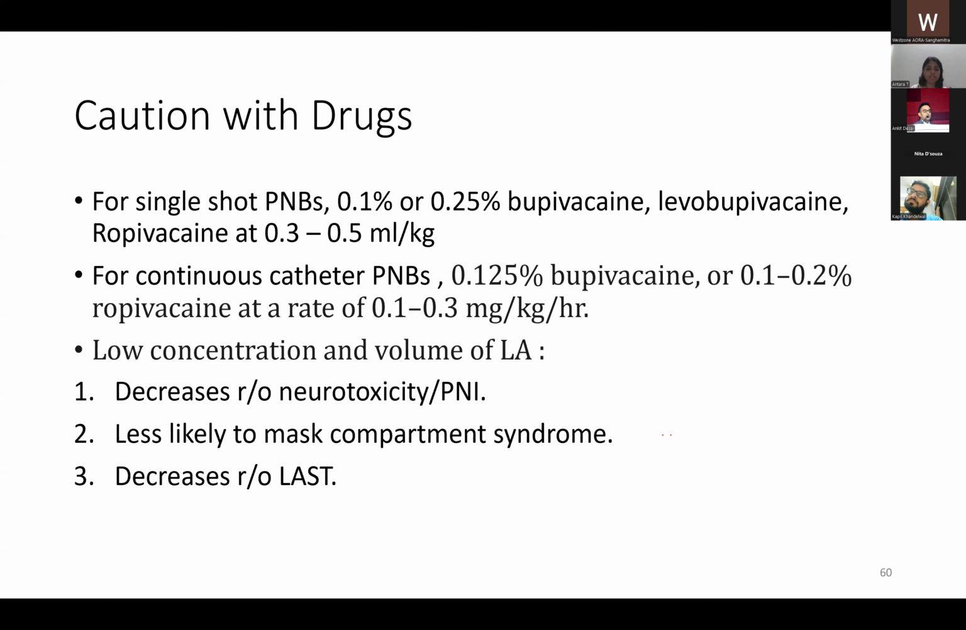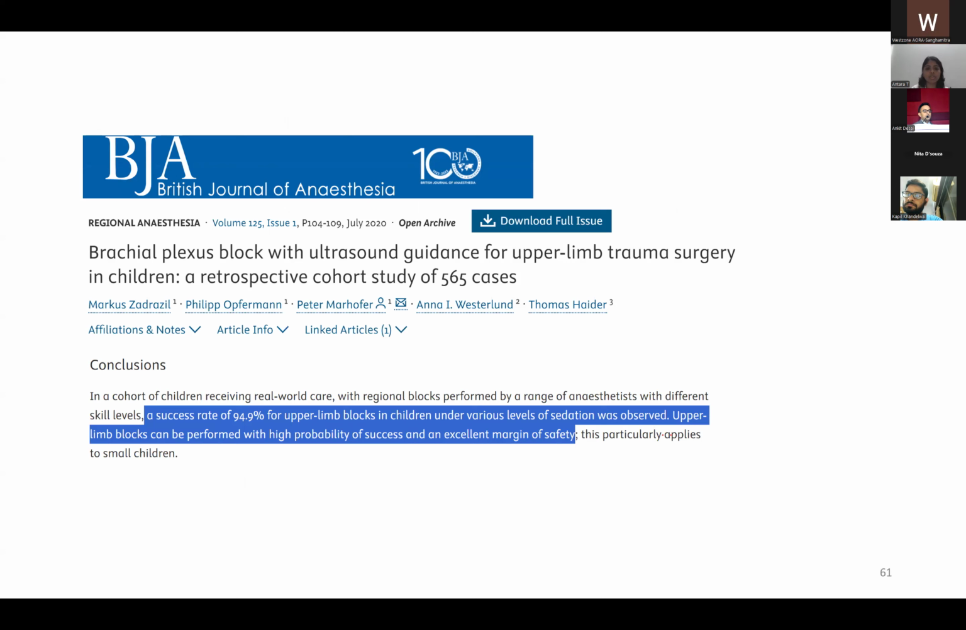And because of the different anatomical, physiological, and pharmacological variations between pediatrics and adults, children are at higher risk of LAST. So this also decreases the risk of local anesthetic systemic toxicity. This was a retrospective cohort study of 565 cases for brachial plexus block with ultrasound guidance for upper limb trauma surgeries in children. They had a success rate of 94.9% for upper limb blocks in children under various levels of sedation, and upper limb blocks can be performed with high probability of success and excellent margin of safety.